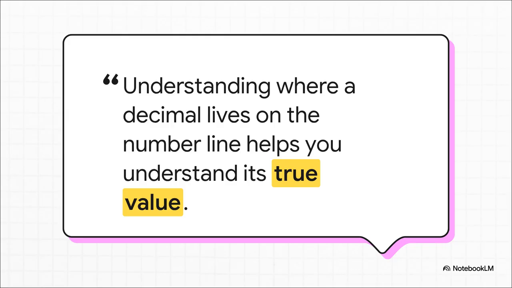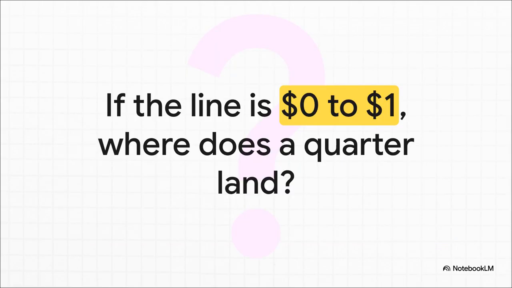So here's the crucial point, the big takeaway. This isn't just about putting dots on a line. Understanding where a decimal lives on the number line is about understanding its actual real-world value. It's what gives numbers context. And I'll leave you with this one last thought to connect it all. Imagine that number line isn't just 0 to 1, but it's $0 to $1. Now, where would you place 0.25? That's right, it's a quarter. And suddenly, it's not just some abstract decimal, it's money in your pocket.